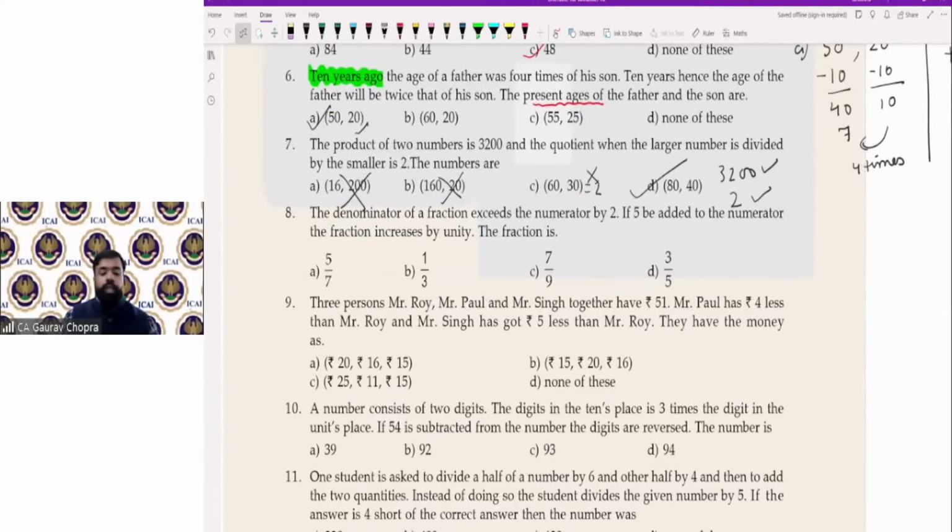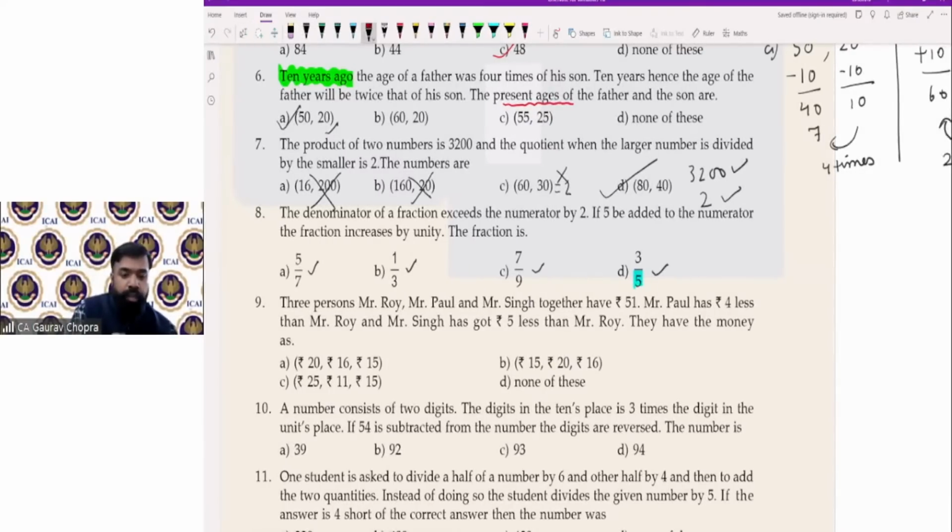Now the eighth one, the denominator of a fraction exceeds the numerator by 2. This is the first condition. The denominator's value is greater than the numerator by 2. Now you can check all the options are following this first condition. Denominator is exceeding numerator by 2. Now check the second condition. If 5 is added to numerator, the fraction will increase by unity. If you add 5 to the numerator and the total number increases by 1, then of course this is possible only when the denominator is 5.